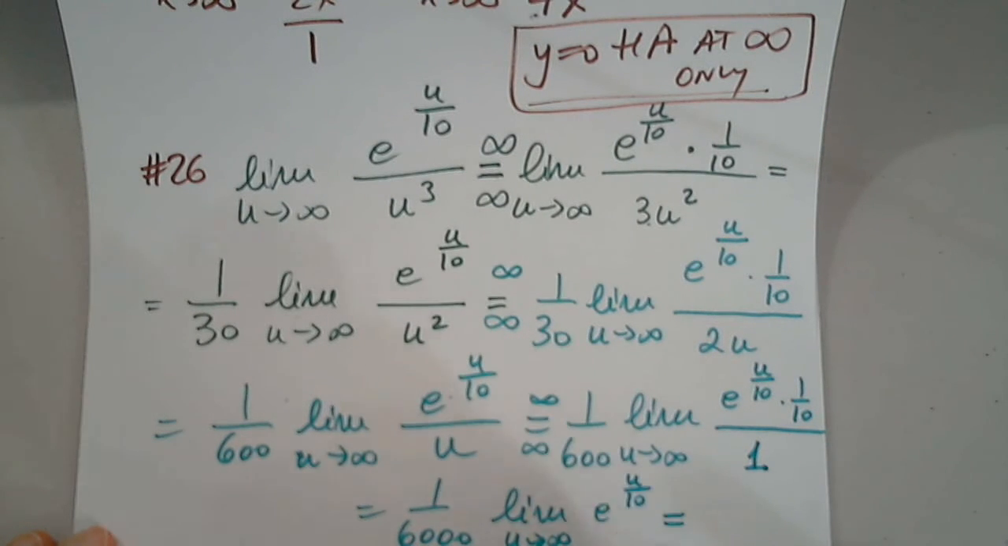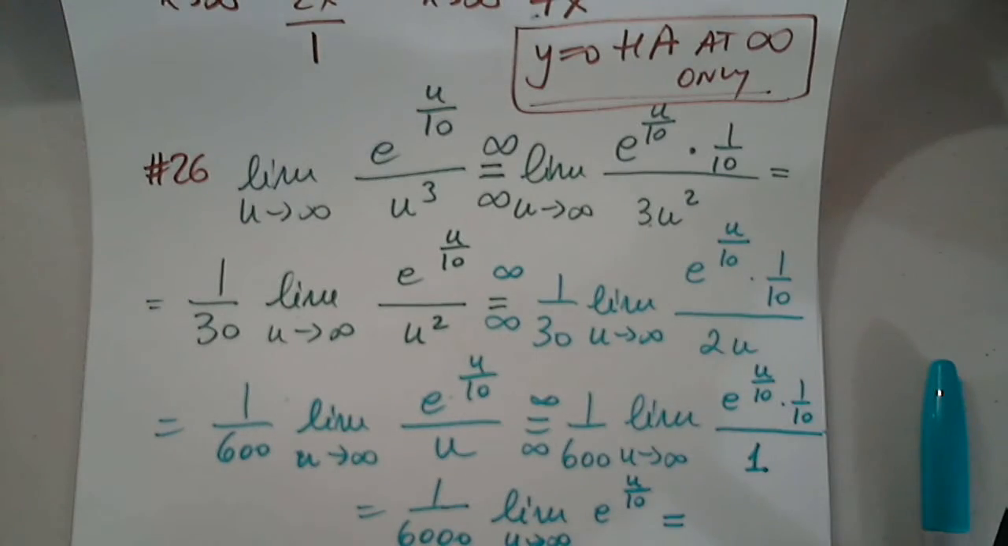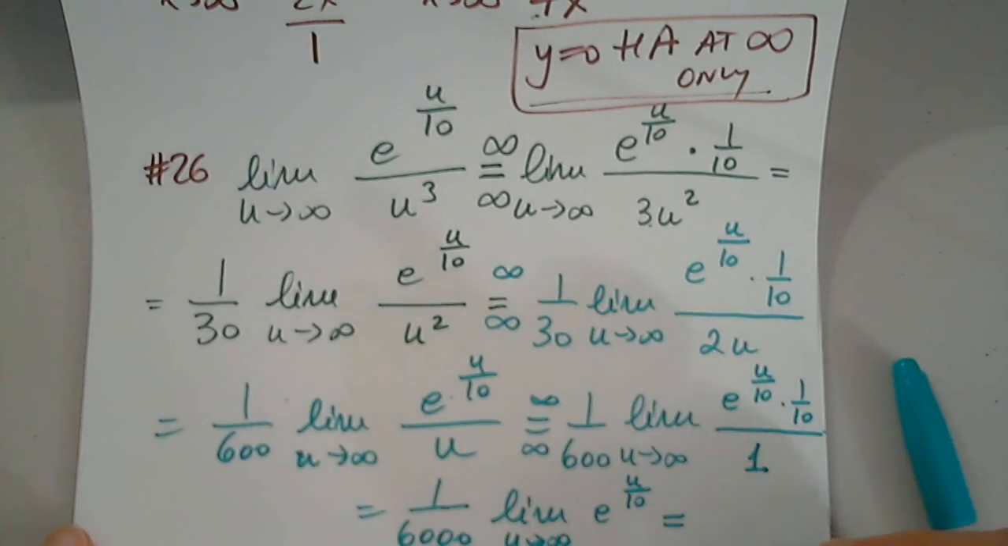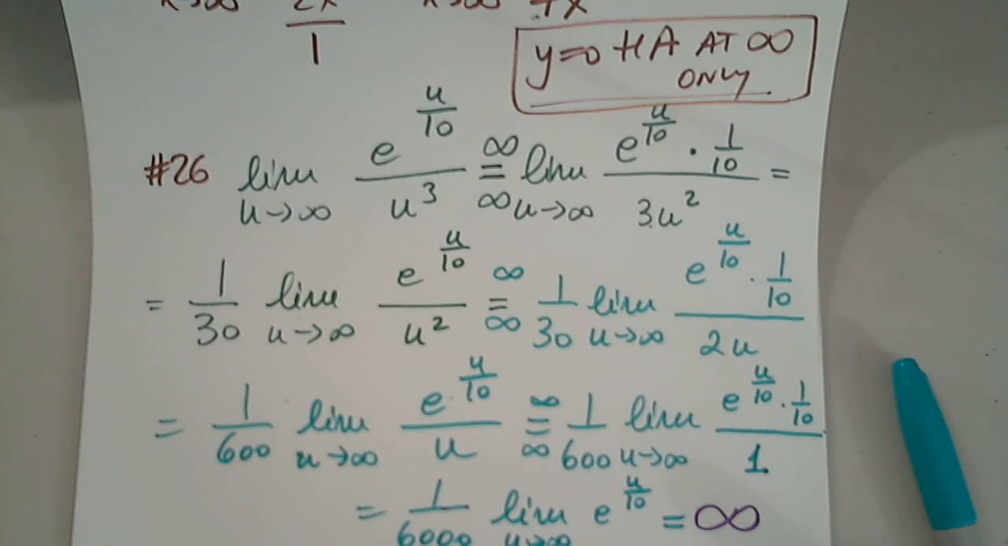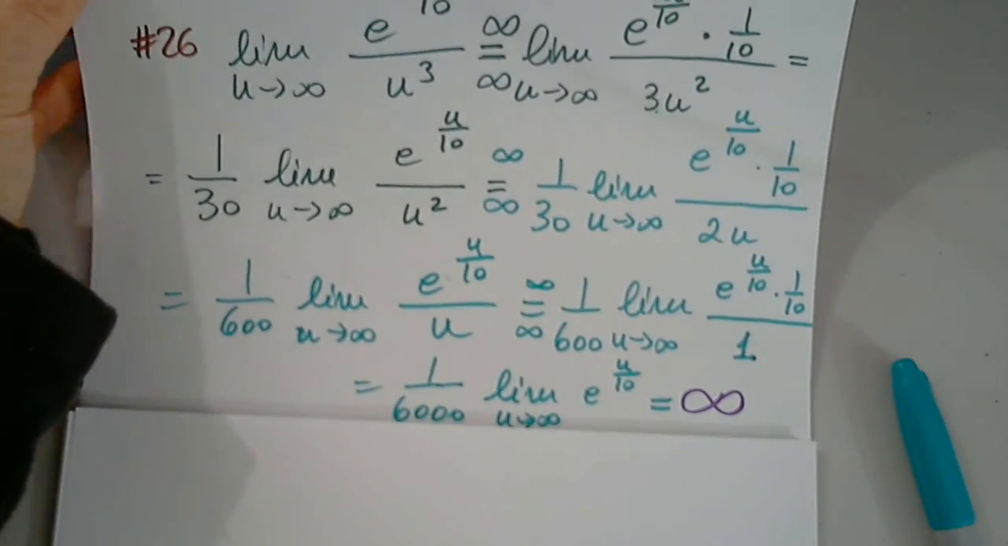So what is this equal to? Anyone? Is it infinity? That's it. As u approaches infinity, e to infinity is infinity. The number in front is too small to make any difference. Very good. Awesome. Thank you. Any questions on this?